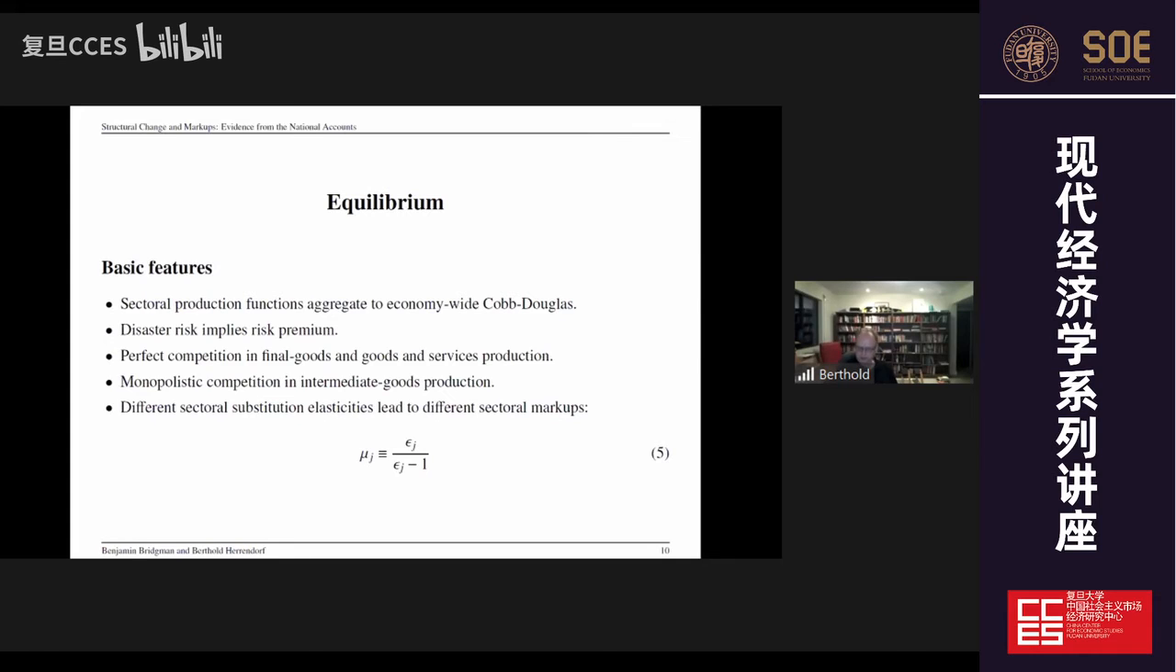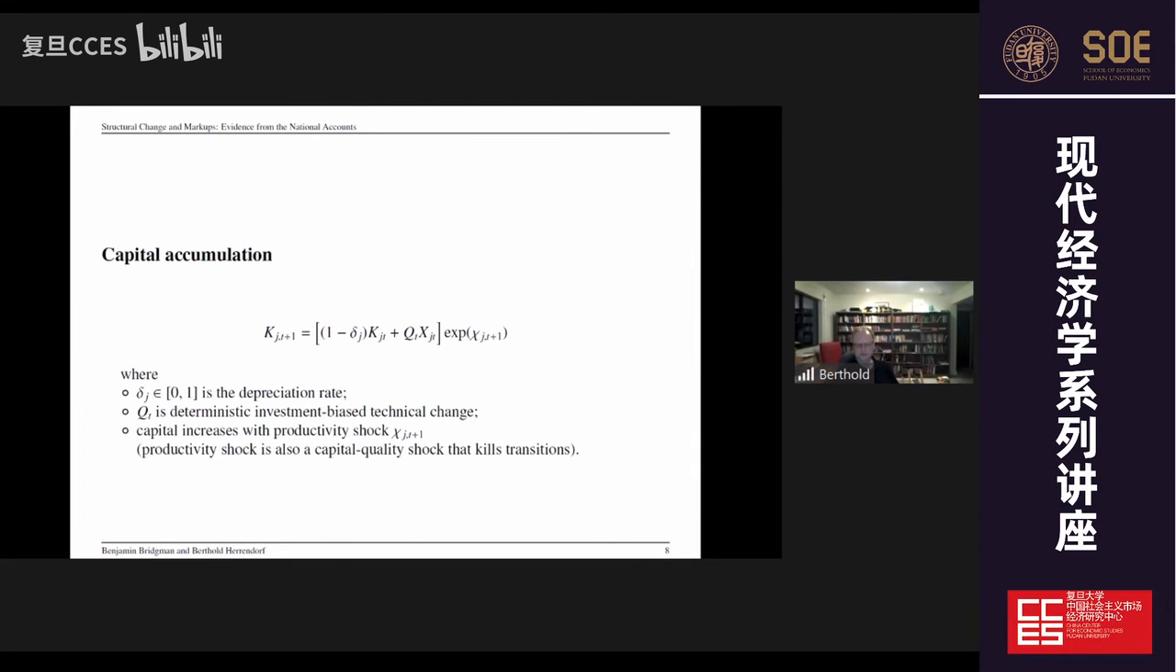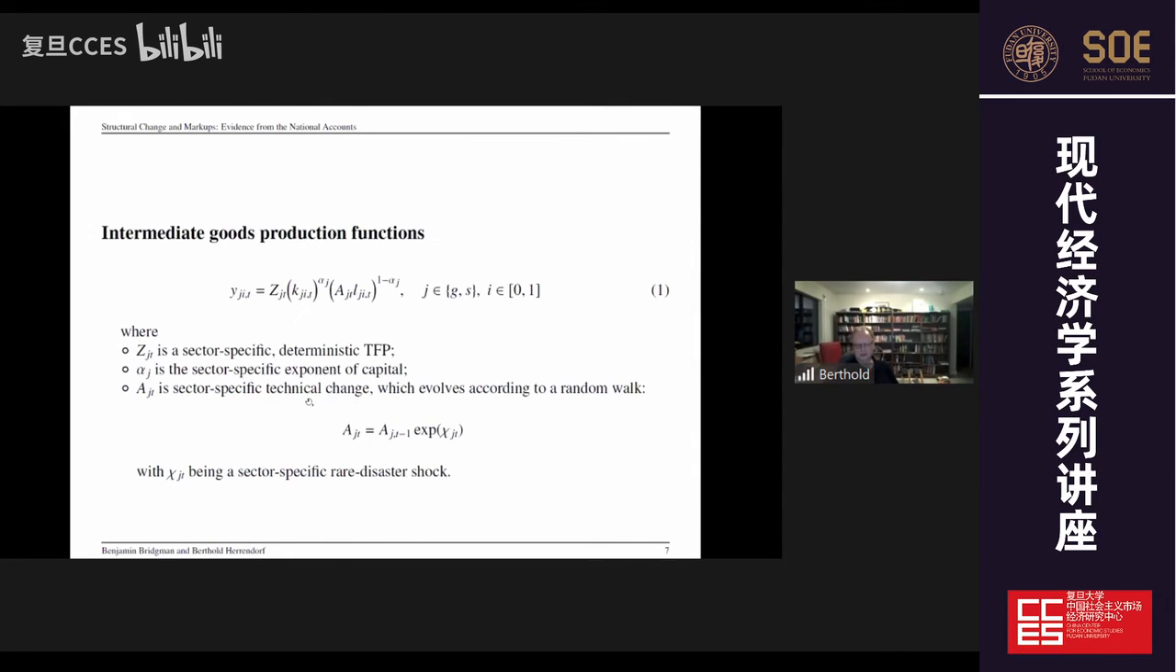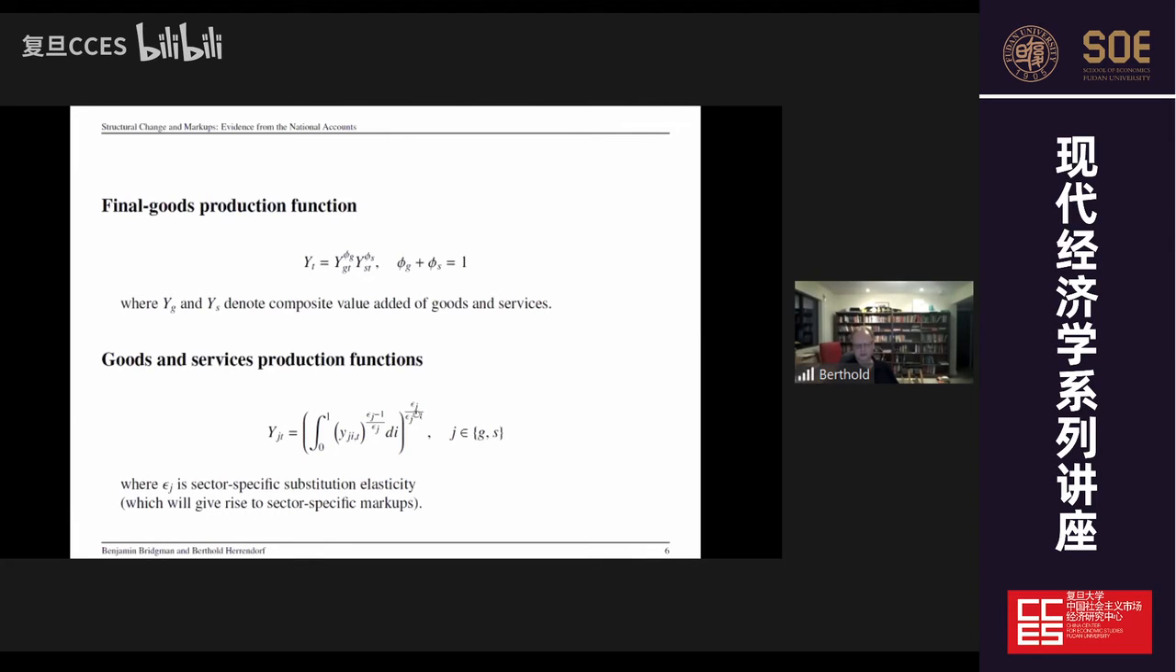There's perfect competition in the final goods and the goods and service production. And there's monopolistic competition in... actually, I got this kind of wrong. So there's perfect competition in final goods and in the intermediate goods production, and there's monopolistic competition in the production of the total value added in goods and services. Okay.